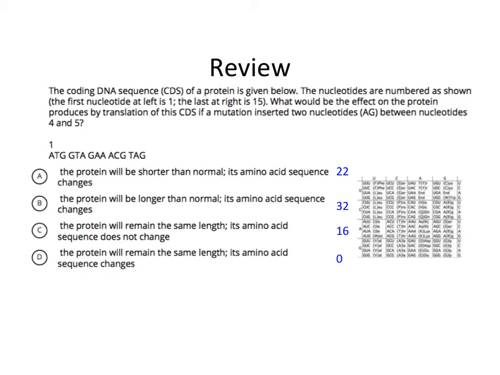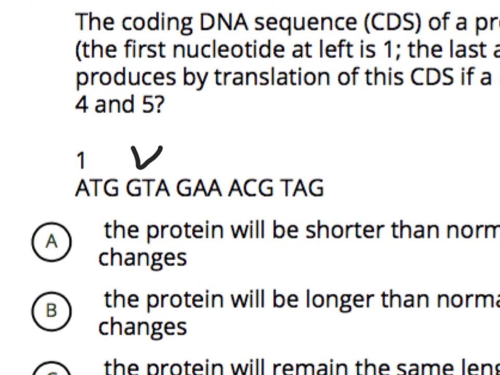Last class, this was one of the 2 quizzes that we did. I'm showing you in blue numbers how many of you responded to each of these possible answers. So we had a 15 nucleotide CDS, coding sequence here. And I wanted you to predict what would happen if we had an insertion mutation, an A and a G, right there between nucleotides 4 and 5.